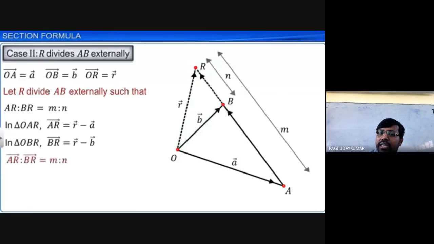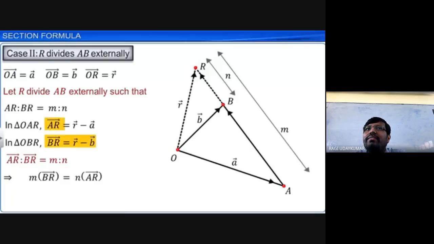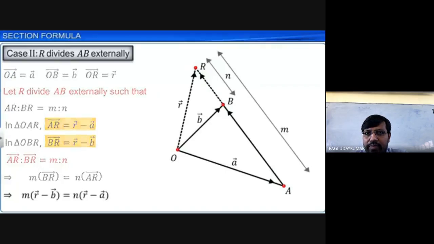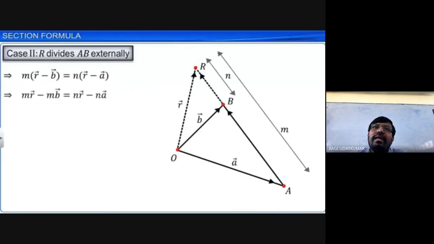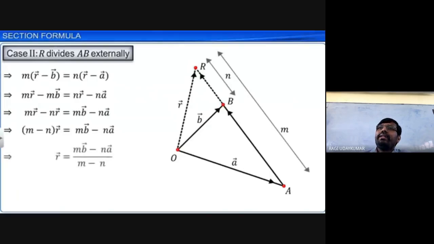M into B bar. Externally dividing is nothing but a concept to understand; through this figure you can easily understand the concept. Both are equal, so substitute R bar minus A bar and R bar minus B bar. Then you get the required ratios whenever the ratio is given. So this is the section formula, for externally and internally dividing whenever you are considering it. This is externally divided.